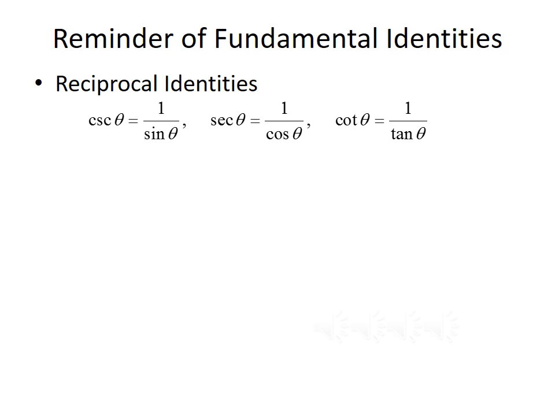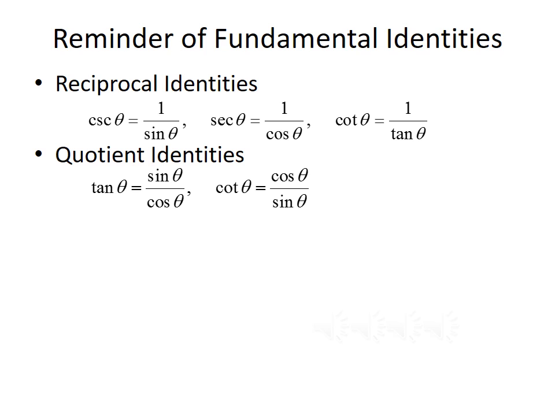First, we have the reciprocal identities. Cosecant of theta equals 1 over sine theta, secant of theta equals 1 over cosine theta, and cotangent theta equals 1 over tan theta. We also have the quotient identities. Tangent of theta equals sine of theta over cosine theta, and cotangent of theta equals cosine theta over sine theta.